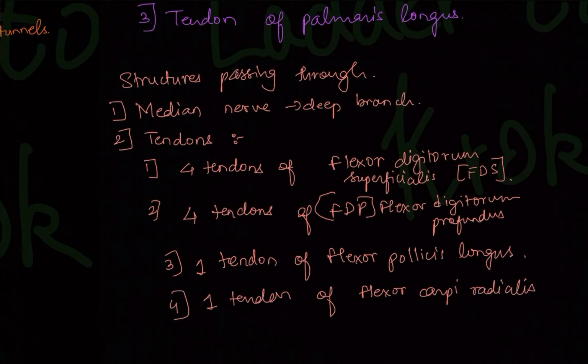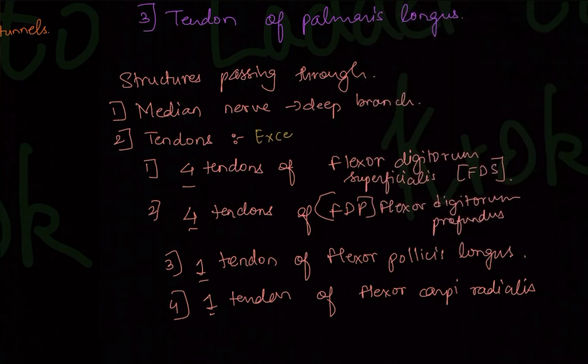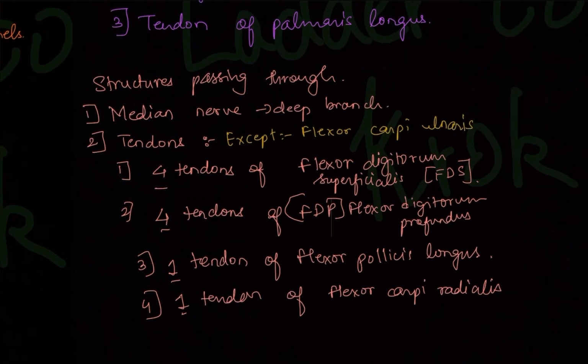Okay, so how many tendons? 4, 4, 8, 9 and 10. So you have 10 tendons in total. The exception I am writing, except flexor carpi ulnaris, because regarding the ulna you have to remember that nothing is passing, neither tendon, nor vessel, nor nerve. So it doesn't pass through the carpal tunnel at all.